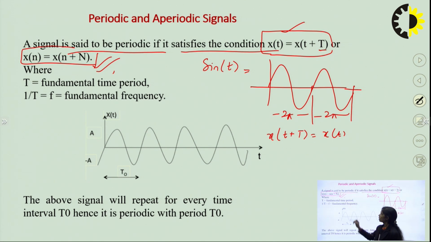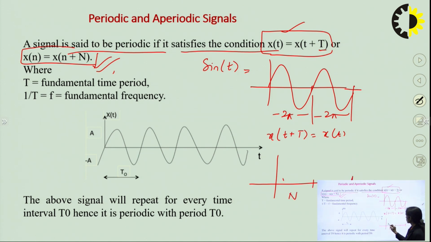Now if we talk about the discrete signal, the same discrete signal is also like this. It is repeating after an interval of n. So if this is the pattern I am having, this pattern is repeating after the n interval of time. This is an example of a discrete periodic signal classification.